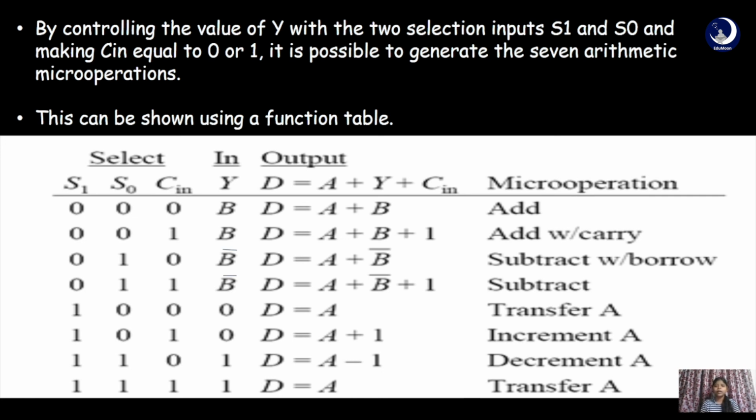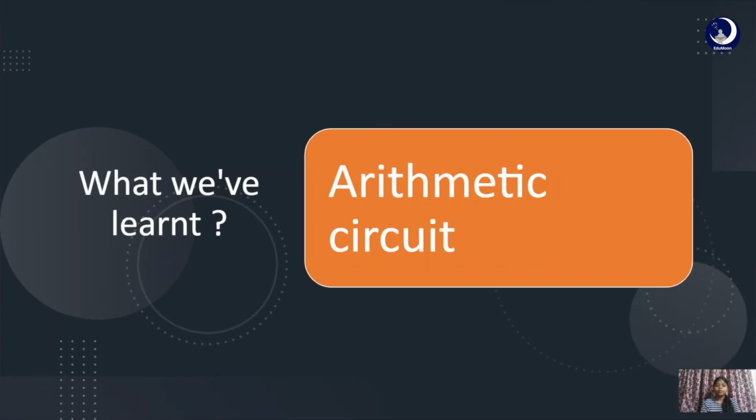By this we have completed the topic arithmetic micro operations. Hope I am clear with the lecture. So what we have learned in the video is the implementation of the arithmetic circuit. So hope I am clear with this lecture, and the next topics will be covered in the upcoming videos.